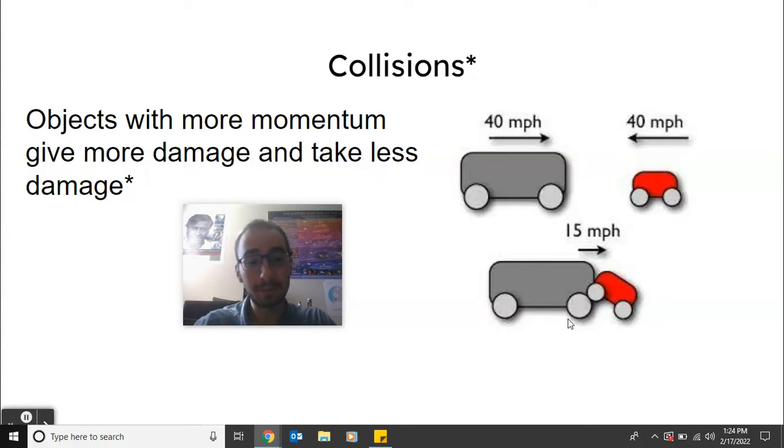So that's how momentum can play out in the real world. If something has a lot more momentum, it'll do a lot more damage to whatever it collides with, and it won't take as much damage itself. So that's how momentum looks. Okay?